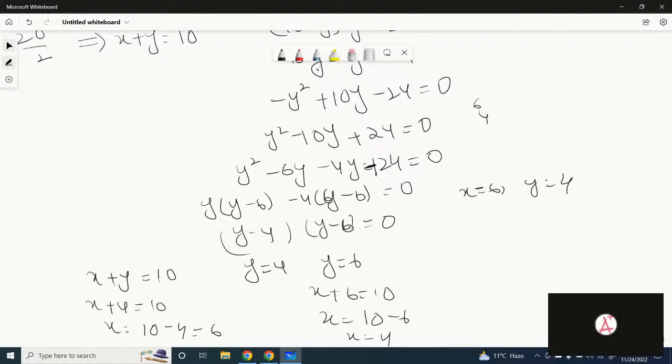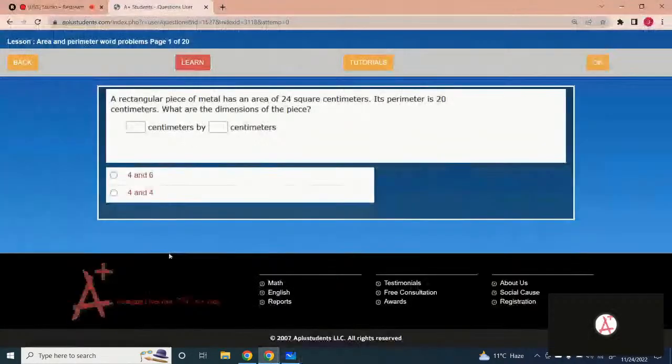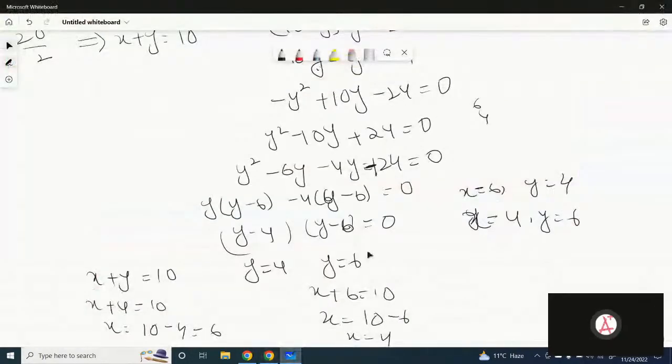And when x equals 4, y equals 6. That means the two numbers are 4 and 6. Got it? The two values are 4 and 6. It would be the first option. Got it? What I did, let me just explain once again.